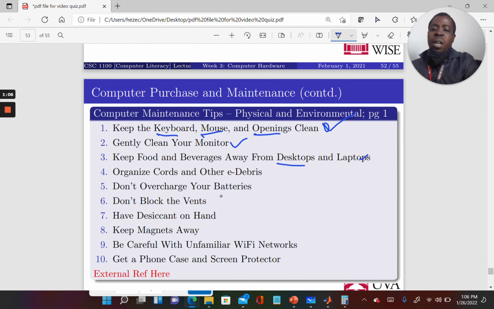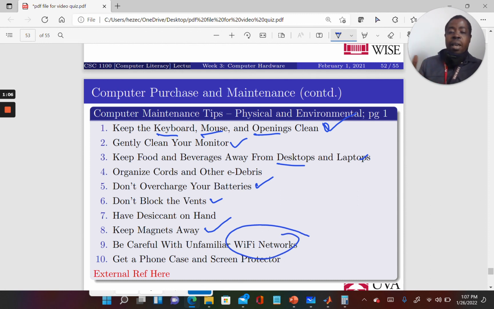Organize the cords and other e-debris properly. Don't overcharge your batteries. Don't block the vents for ventilation. Have a decent desiccant on hand to clean it. Keep magnets away from your device. Be careful with unfamiliar Wi-Fi networks, especially at the airport. Get a phone case and screen protector. So these are the general ways through which you can protect your PC.